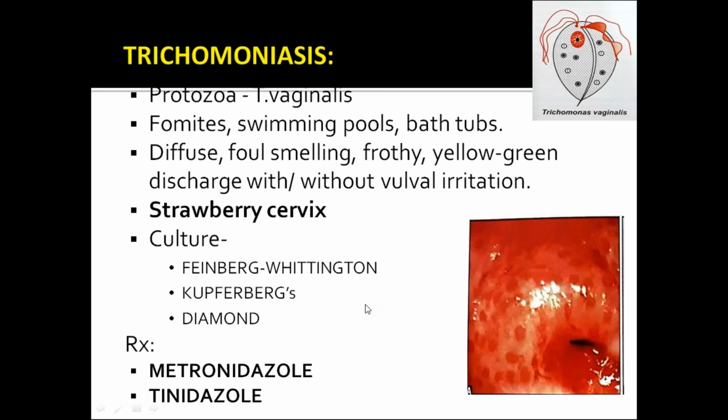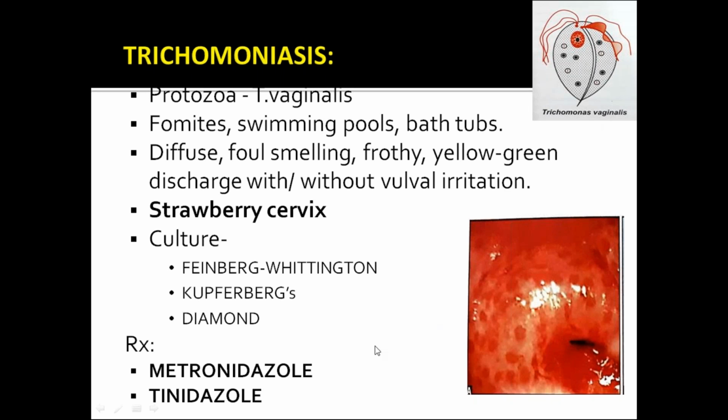Another infection is Trichomonas. So Trichomonas typically, how does it look? It is a strawberry cervix. So typically strawberry cervix is seen in Trichomonas vaginalis. It is a protozoan and it has flagellae, right? You can see in the diagram. It has flagellae.